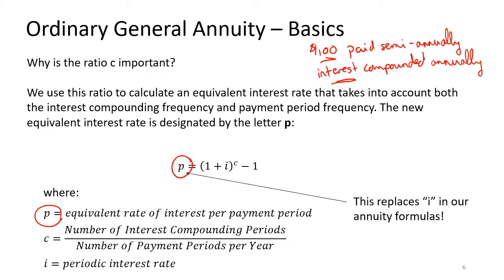And what it is simply is that same term we've seen a lot, 1 plus the interest rate, I. Remember, that's the periodic interest rate, and it's equal to J divided by M. So it's 1 plus I, and all of that is raised to the exponent C. And C is that ratio we talked about, the number of interest compounding periods divided by the number of payment periods per year.